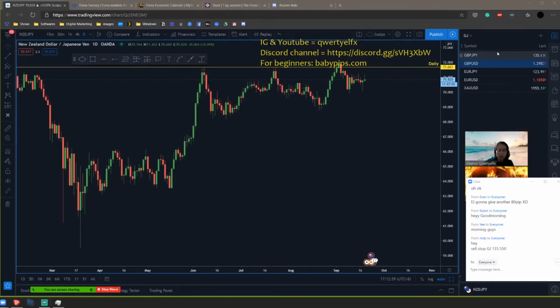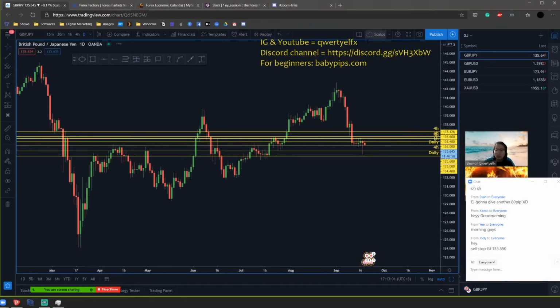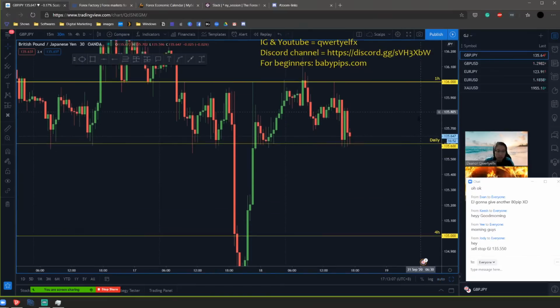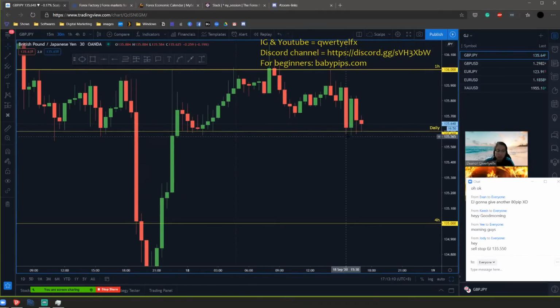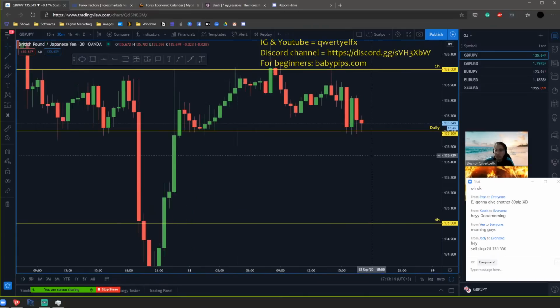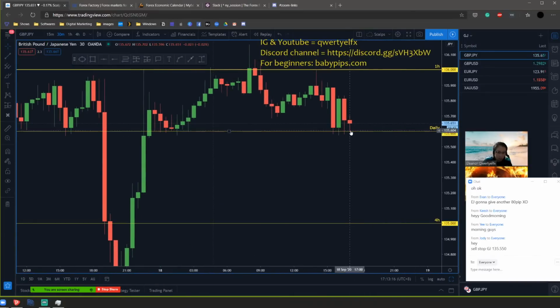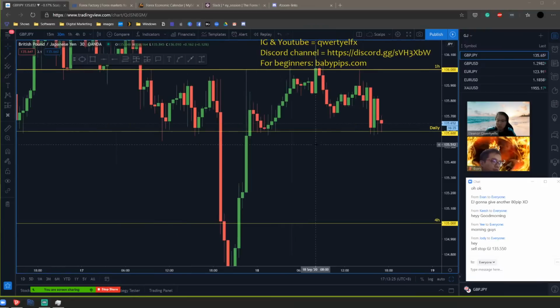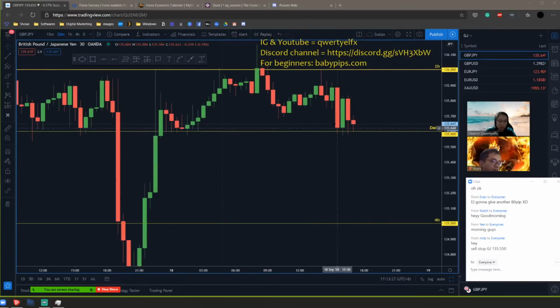Sell stop GJ 135.5. Oops. Let me see. I mean, Jody, if you're going to be at the charts, then just enter manually, because you don't want GJ to wick you and then go back up like what I did yesterday. That's my personal opinion, unless you're not going to be watching it, then okay. But if you see this level, it's a daily level, chances of getting wicked is quite high.